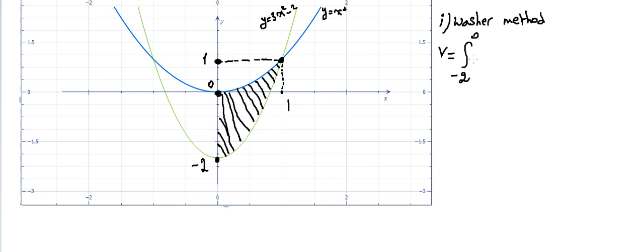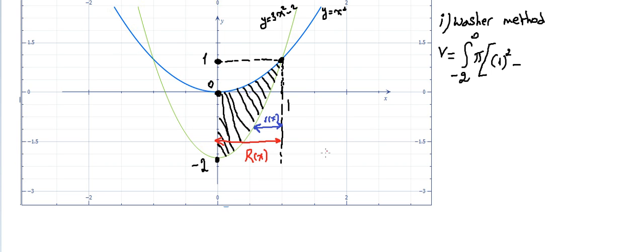So let's start from minus 2 to 0. It's pi times big R squared minus small r squared, the outer radius minus the inner radius. What is the outer radius? Since it rotates around the straight line x equals 1, for the part from minus 2 to 0, the outer radius, the bigger radius, is going to be 1. The inner radius is the radius that makes the hole. That's why it's called the washer method. This is the small radius, and this is the outer radius.